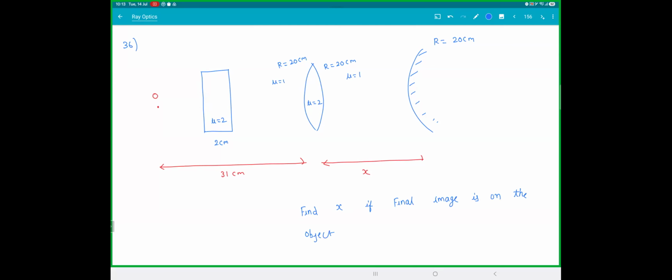Now totally how many phenomena are there? Slab, lens, mirror, lens, slab. 5 phenomena. But I gave you numbers, good. And they asked you for the final image on the object, so you need not actually solve all the 5. That's how you can keep adding more and more things, whatever you learned: slab, lens, and a mirror.